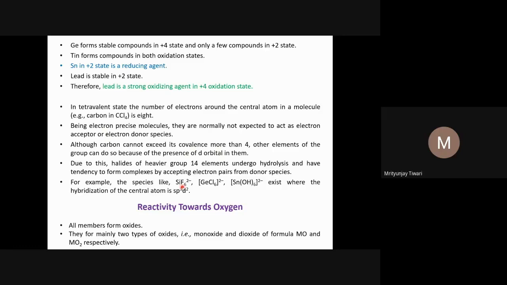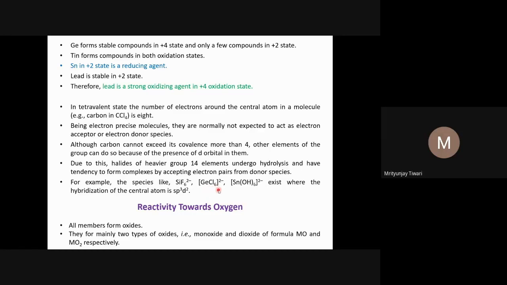The compounds form having more than 8 electrons in the valence shell, and the example is SiF6 2-. SiF6 2- is actually SiF4 plus extra 2 F-, and each fluoride ion will put one pair of electrons in one of the vacant d orbitals, so two d orbitals will also be occupied here in the octahedral geometry, and this is the SiF6 2- anion.